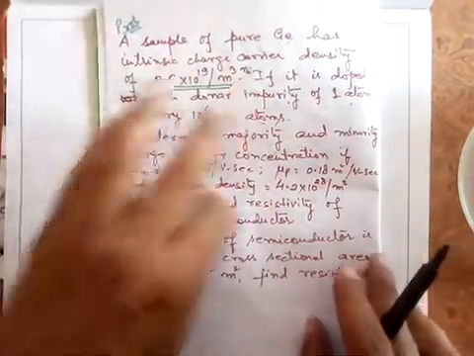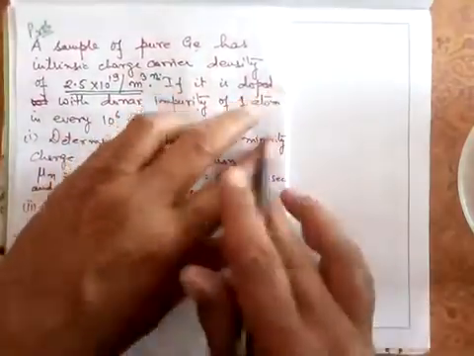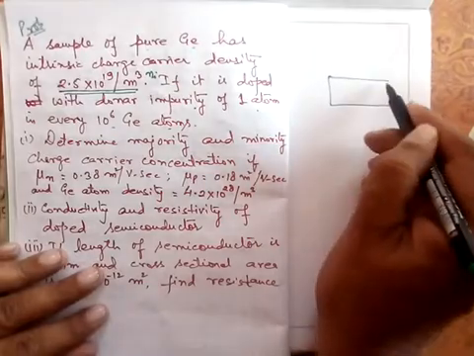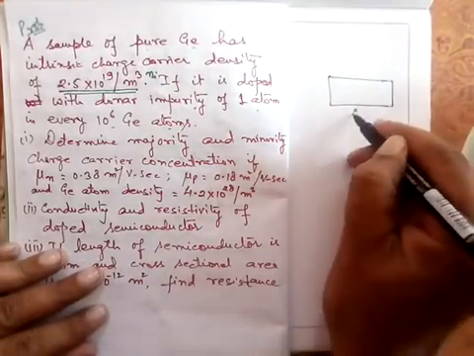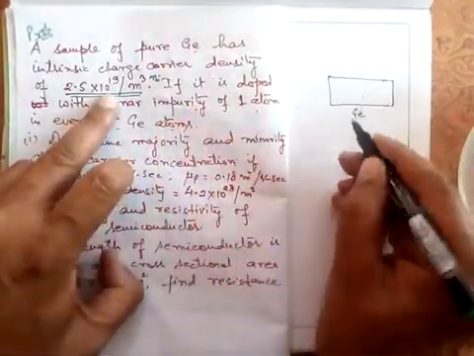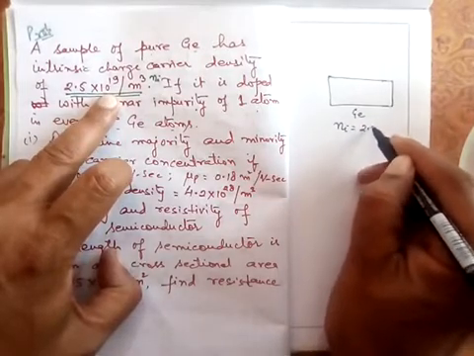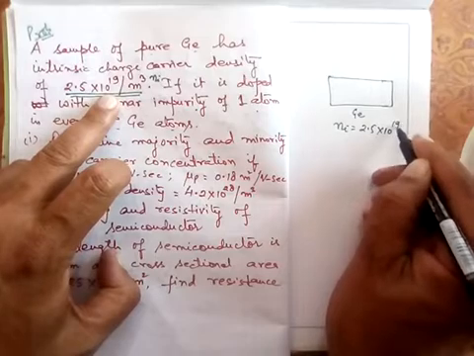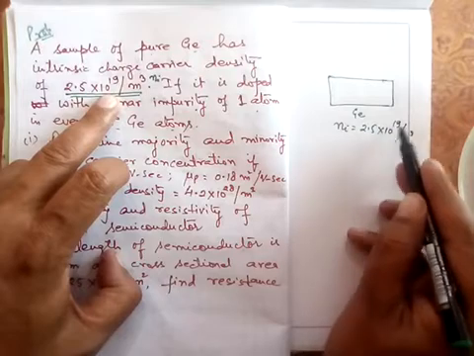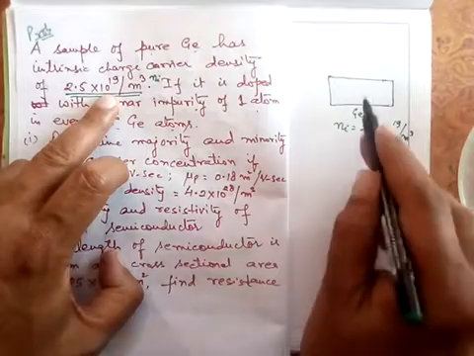Now just try to understand what the problem says. A sample of pure germanium is here. This germanium sample has an intrinsic concentration, Ni, of 2.5 into 10 to the power 19 per meter cube. It means it has 2.5 into 10 to the power 19 electrons, as well as 2.5 into 10 to the power 19 holes per meter cube.